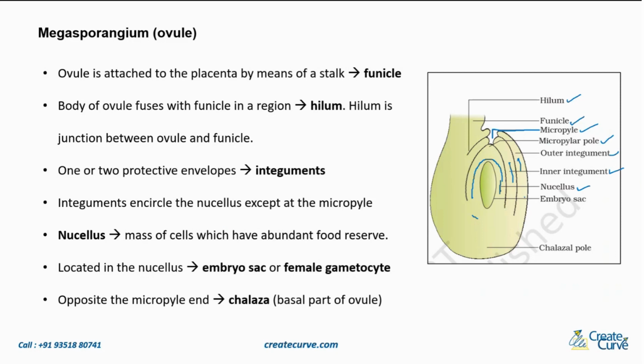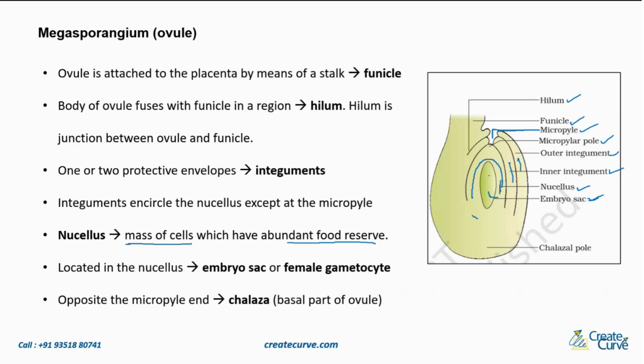Now I told you that the integuments protect the nucellus. Why does it need to protect the nucellus? What is the nucellus actually? The nucellus is a mass of cells, and it has abundant food reserve. Because if you see inside the nucellus, you have the next structure, which is the embryo sac. Can you see the structure here? So inside the nucellus, you have the embryo sac.